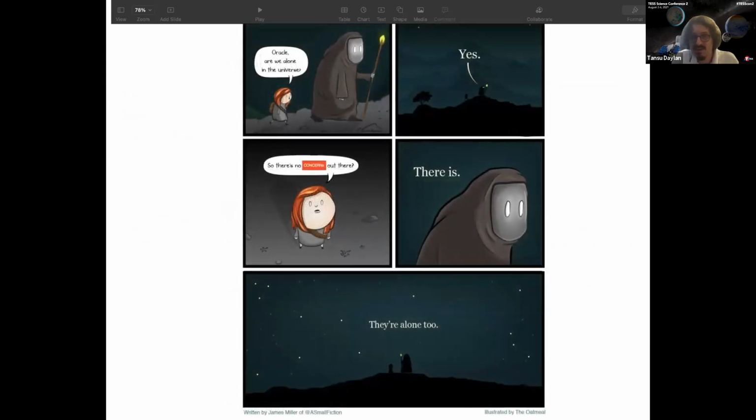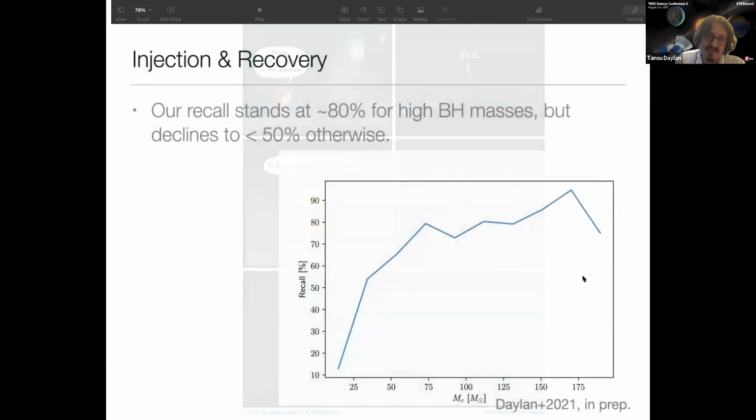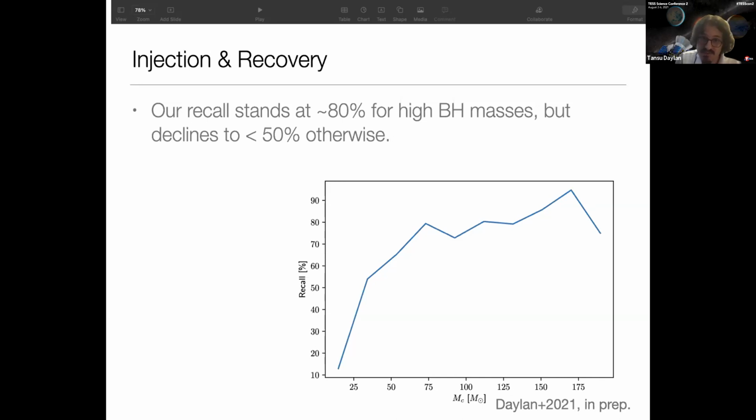So then the natural question is: is it that there's no black hole out there? Or is it that our survey sensitivity is not there yet? And I think it might just be the latter. So this motivates us to study our recall and precision to accurate levels, so that we can invert our non-detection into an occurrence rate upper limit.